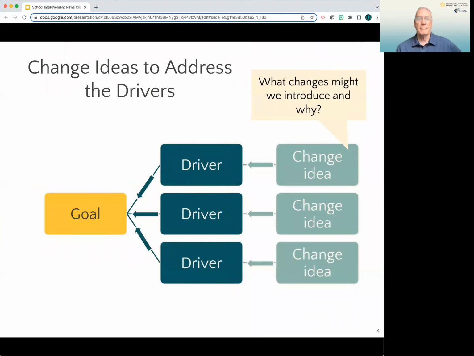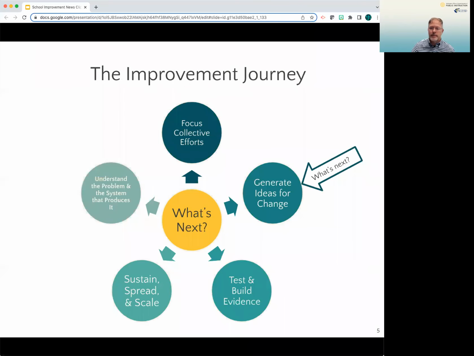In focusing collective efforts, a driver diagram is a great tool that can help teams visually display important connections between change ideas and goals. The purpose of a driver diagram is to identify key leverage points to go after in moving towards your goal and decide on appropriate change ideas to address those key leverage points we call drivers. For more information about driver diagrams and how to use them, please see our School Improvement News video clip number 7 on focusing collective efforts.